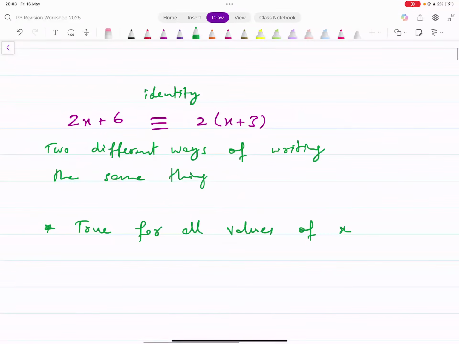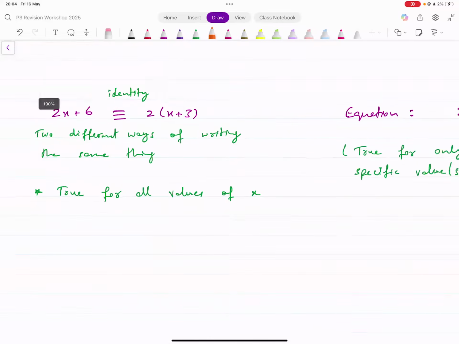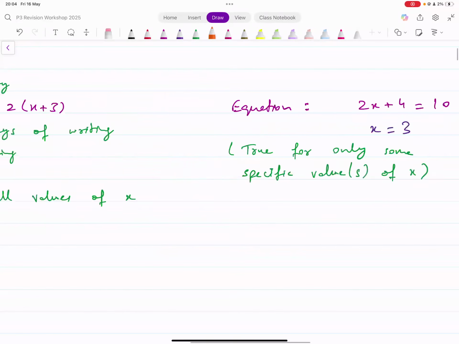Identity, on the other hand, is different. For example, if you have something like this, 2x plus 6, that's identical to 2 into x plus 3. This is something that's true for all values of x. No matter what value of x you input, the left-hand side and the right-hand side will always be equal to each other. This is called an identity because the left-hand side and the right-hand side are just two different ways of writing the same thing. Okay, so whatever you input on both sides will always be equal to each other. Equation is different. That's only true for some specific values of x.